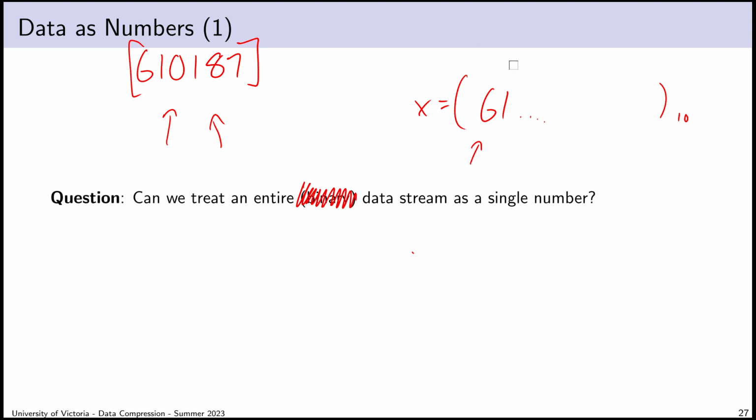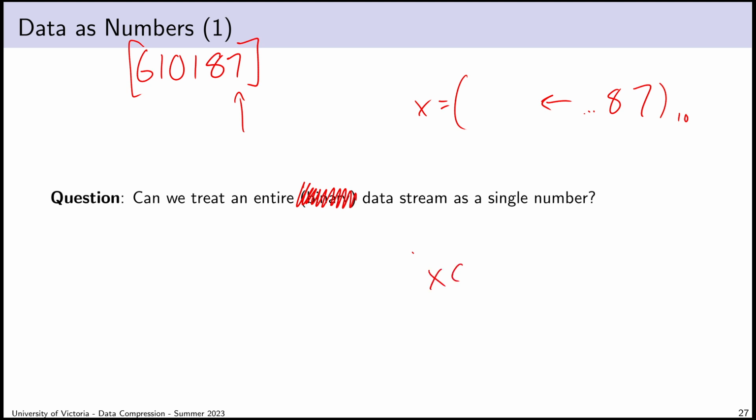Okay, so what about the other option? What if I send you the digits in the other order? Instead of starting at the most significant, I send them starting at the least significant. So I start sending 7, then 8, and then I go basically to the left. So you know that x is something, something, something, 8, 7. Does that tell you anything about the real value of x?